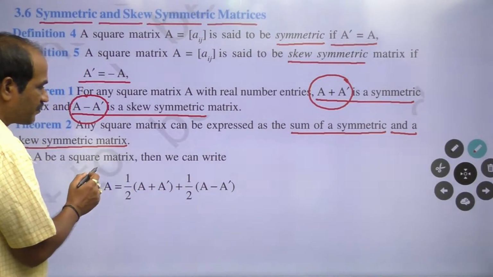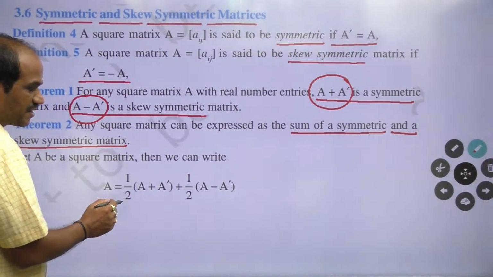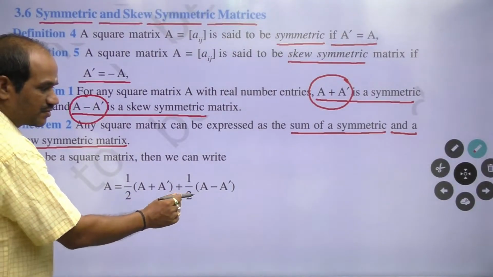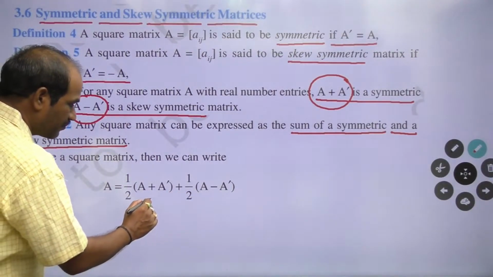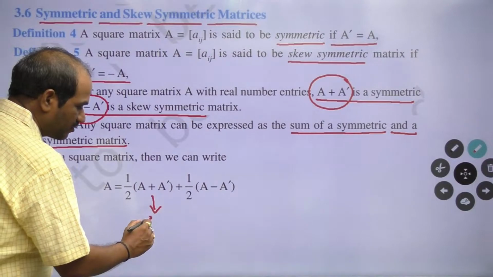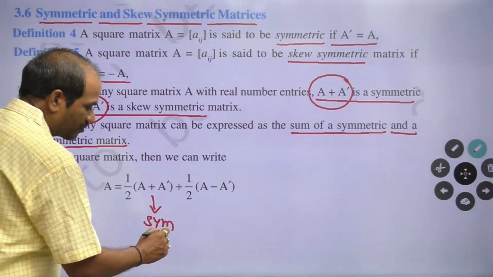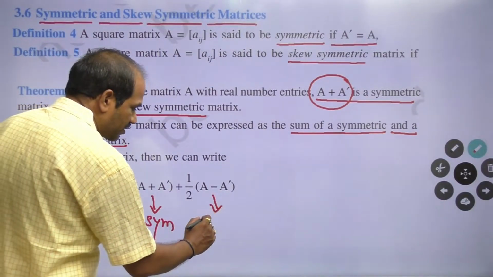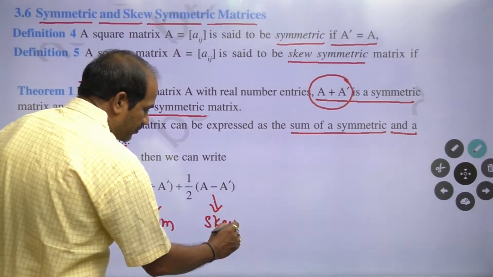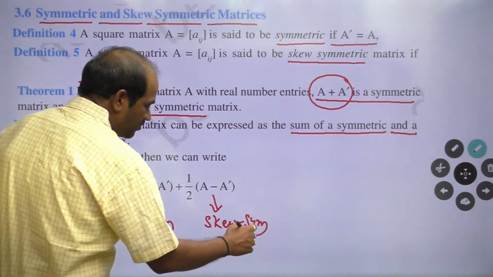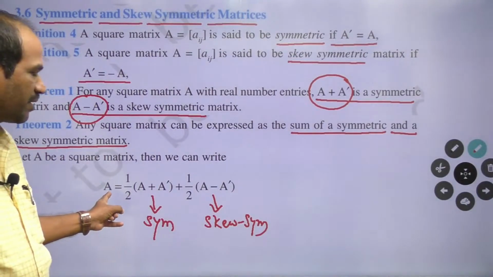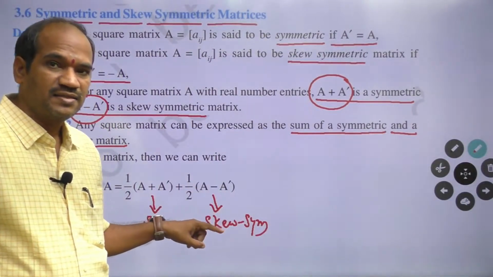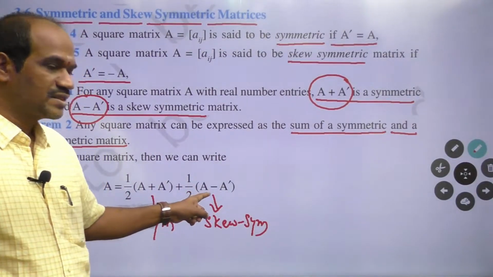Second result, a square matrix can be expressed as a sum of a symmetric and a skew symmetric matrix. This one is symmetric, and this one is a skew symmetric matrix. A square matrix A can be expressed as the sum of a symmetric and a skew symmetric matrix.